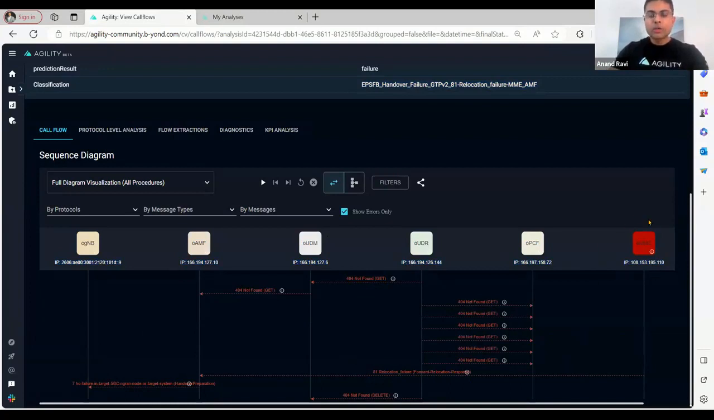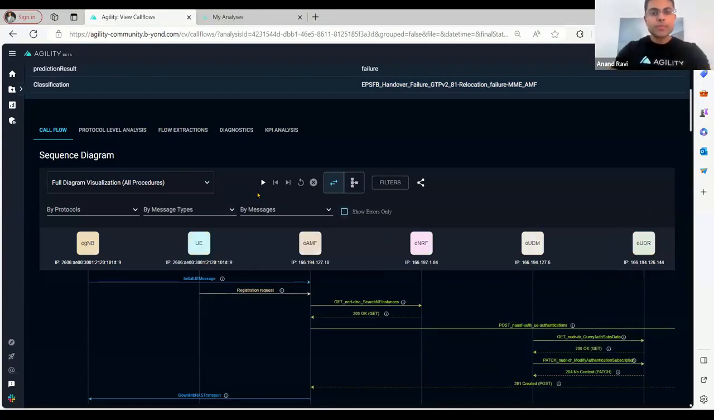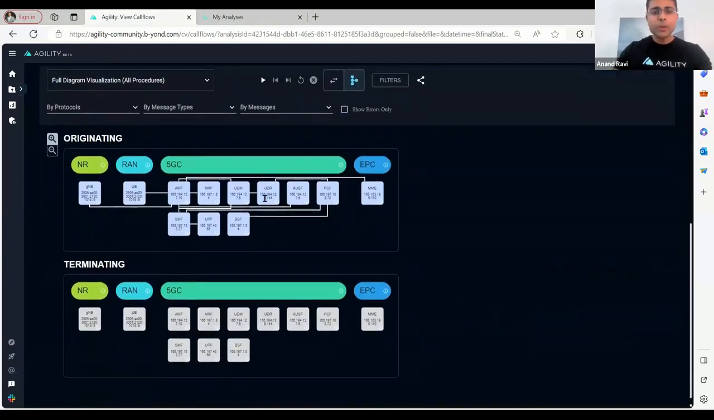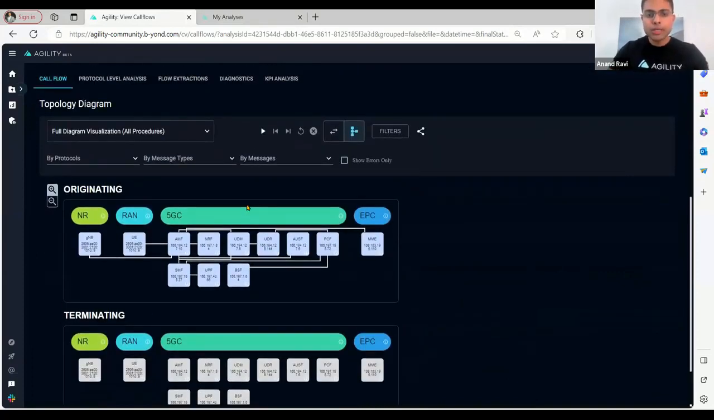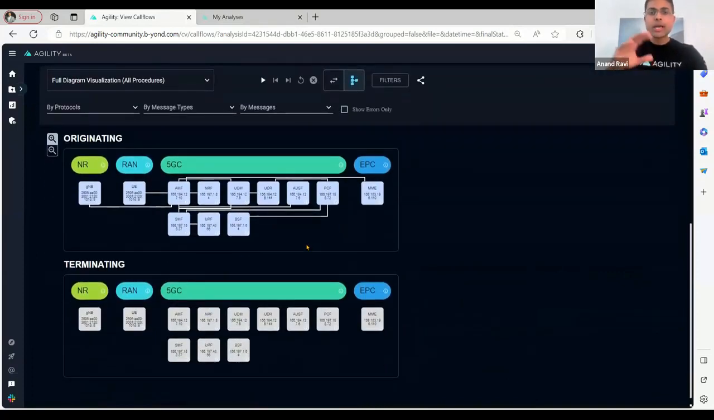And the node that causes the problem is also highlighted in red in order to be able to expedite the troubleshooting process, right? So that's one of the triaging aids. The next one is, if I flip over, I can actually quickly look at a topology diagram that Agility builds as well. This is dynamically constructed from the PCAP based on the network functions that were detected across various domains.